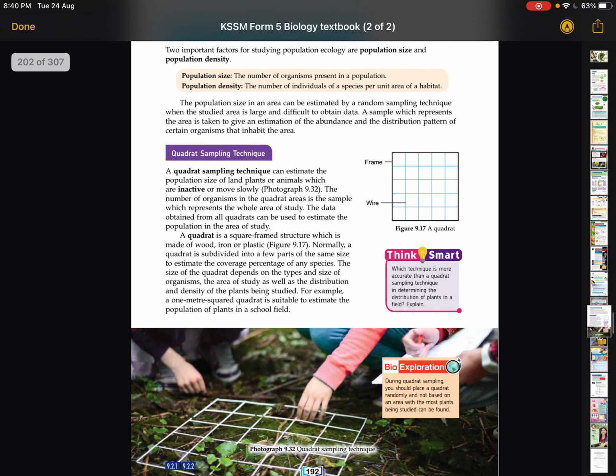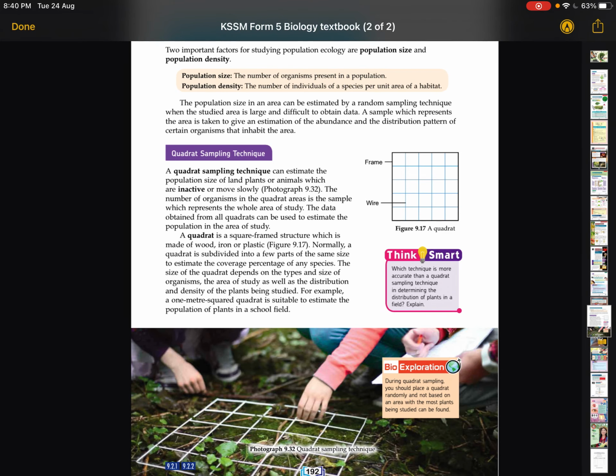So for quadrat sampling, you only use quadrat sampling when the organism that you're trying to count doesn't move that fast or doesn't move at all, like for example plants or very tiny snails. Things that do not move that fast or do not move at all, you can use the quadrat sampling technique.